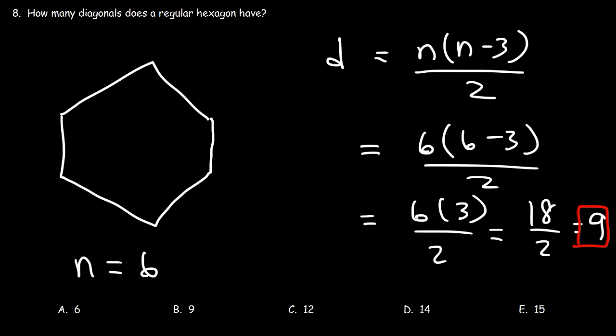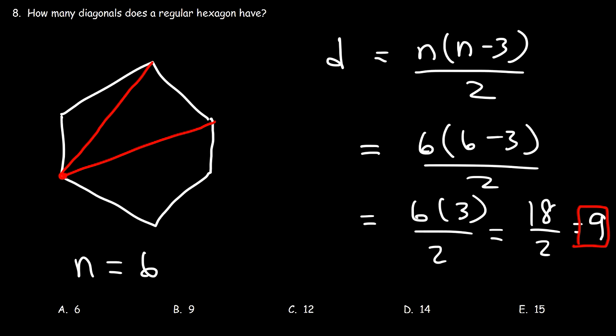Now let's go ahead and show this. So let's start with this side. A diagonal is basically a line that connects one vertex to another vertex. But it can't be a consecutive vertex, so you can't just draw a line here. That would be a side instead of a diagonal. So this is one diagonal. This is another one.